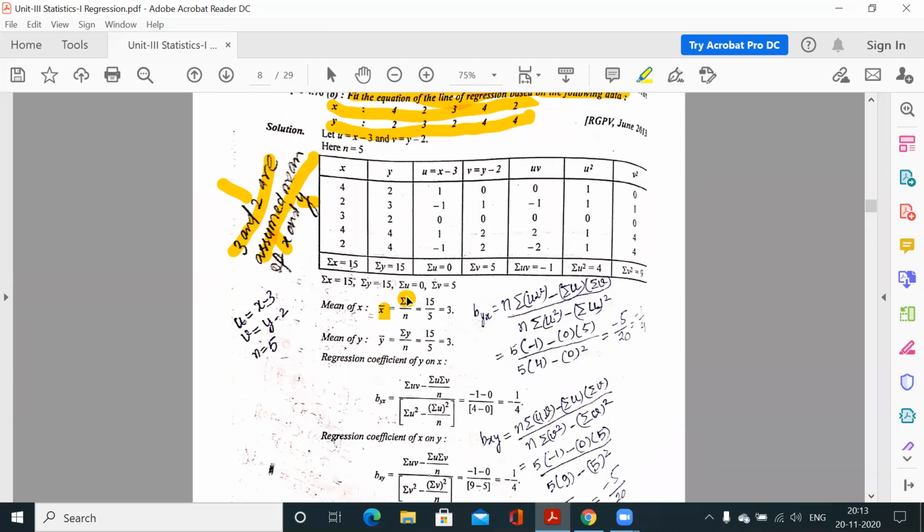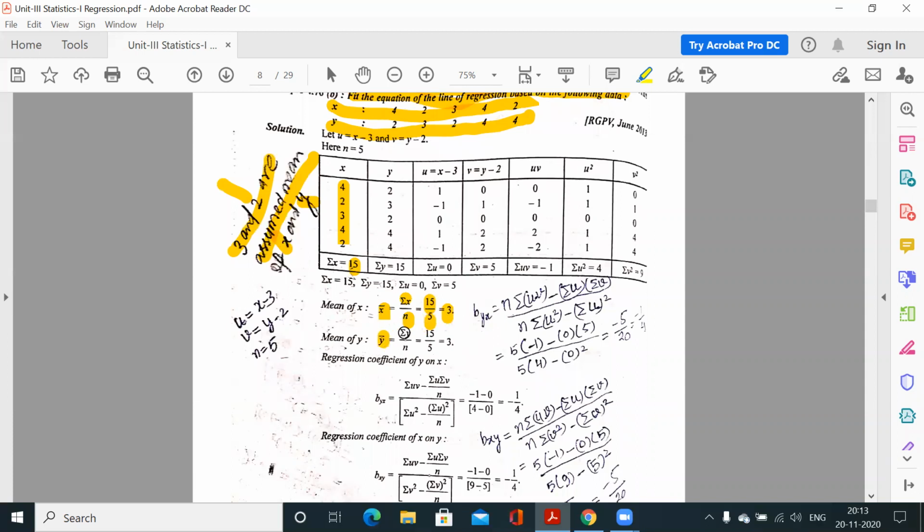So x bar is summation x by n. Summation x is the total of x values. This is 15. So 15 divided by how many values are there? N is the number of observation points, 1, 2, 3, 4, 5. So divided by 5 is 3. So x bar is 3.